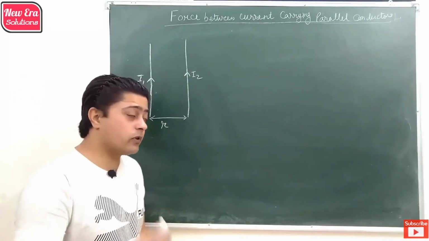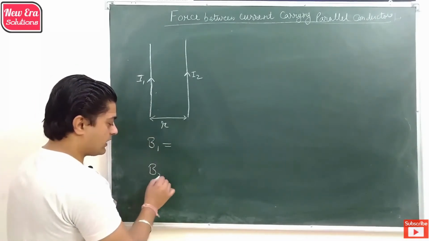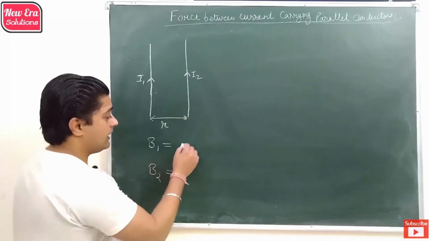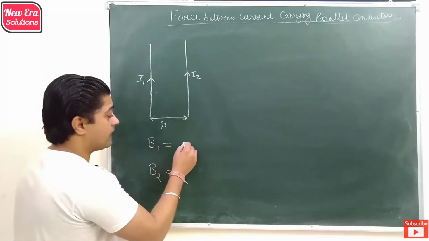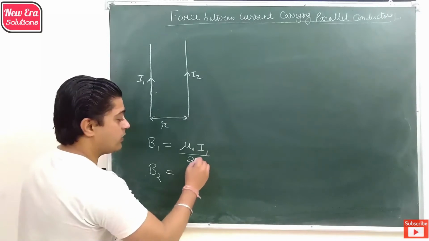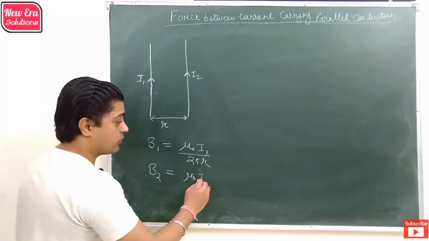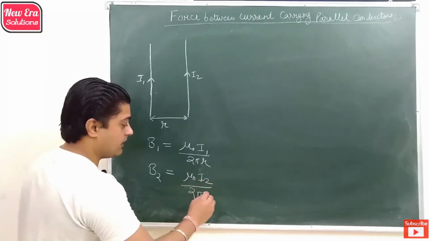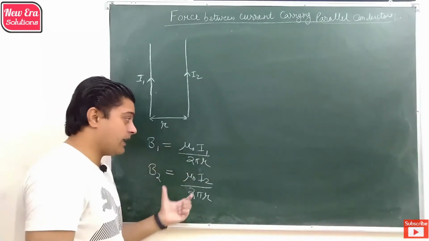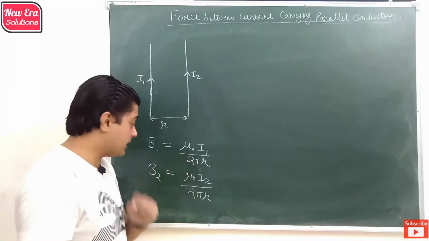To express the force, let's first write the magnetic field exerted by both conductors at a distance r, because they are separated by a distance r. Then the magnetic field at r by the first conductor is mu naught I1 by 2 pi r. Similarly, the magnetic field due to current I2 at a distance r is mu naught I2 by 2 pi r. This we already obtained in the expression of the magnetic field produced by a long straight current carrying conductor.